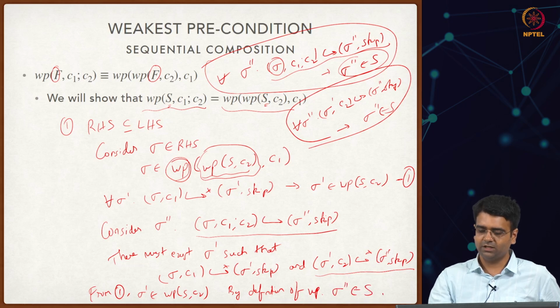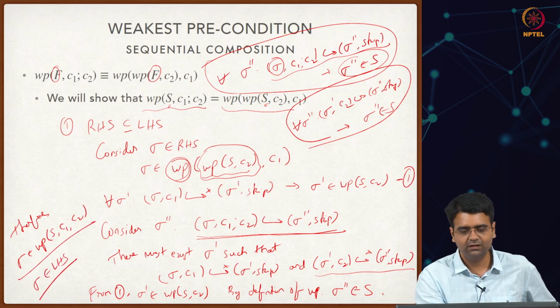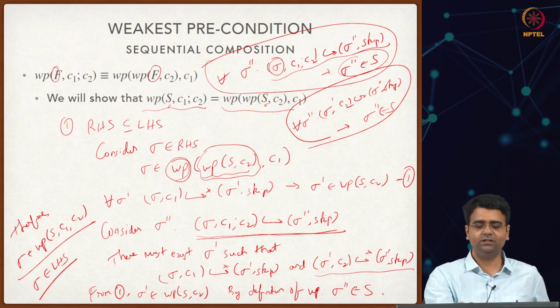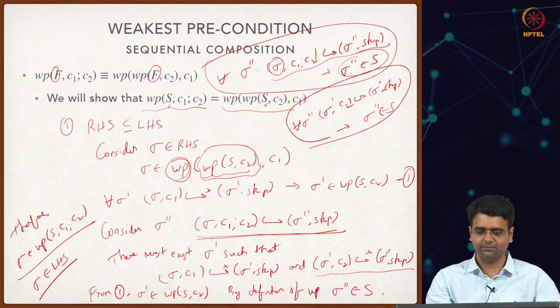This is exactly what we wanted to prove. Because sigma double prime is in S, and sigma double prime is obtained by executing C1 semicolon C2 on sigma, and any such sigma double prime is in S, therefore sigma must be present in WP(S, C1;C2), which means that sigma is present in the left hand side. So this shows that the right hand side is a subset of the left hand side. I started with a sigma in the right hand side, and deduced that such a sigma must also be in the left hand side. Therefore the right hand side is a subset of the left hand side.